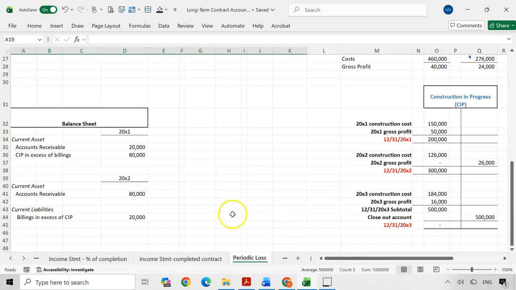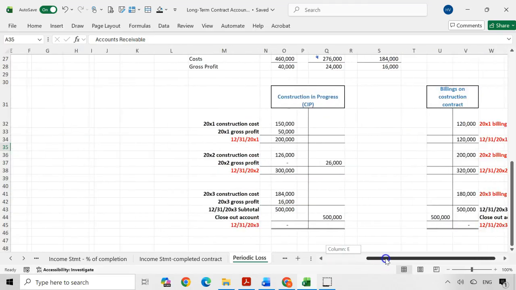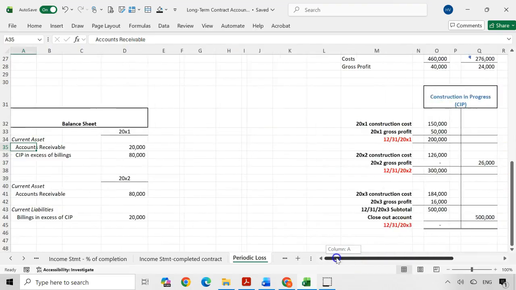Again, the way we present our balance sheet is also not different. We present under current assets our accounts receivable. And if our construction in progress, you net the balances between the construction in progress and the billings on construction contract. And if the CIP is larger than the billings, then you have a current asset for that amount. And if your billings is larger than your CIP, then you're going to have a current liability, and you record that amount on your balance sheet.